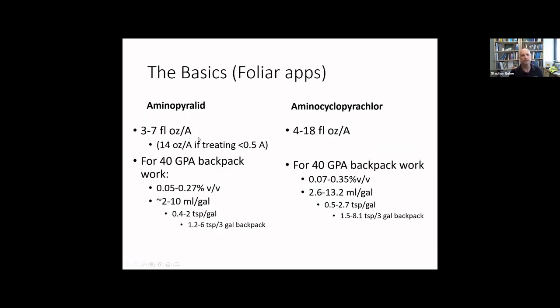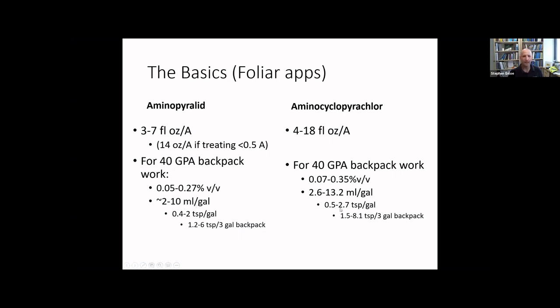Use rates for both of these are exceedingly low, and a lot of people don't realize just how low these are. You're talking 3 to 7 ounces per acre of Milestone, 4 to 18 on Method. You can jack that to 14 ounces per acre if you're treating less than half an acre with Milestone. But if you think about 40 gallon per acre backpack work, you're literally talking about putting 1.2 to 6 teaspoons per 3 gallon backpack. Who measures in teaspoons anymore, okay? We're talking about 2 to 10 mils per gallon of herbicide, all right?